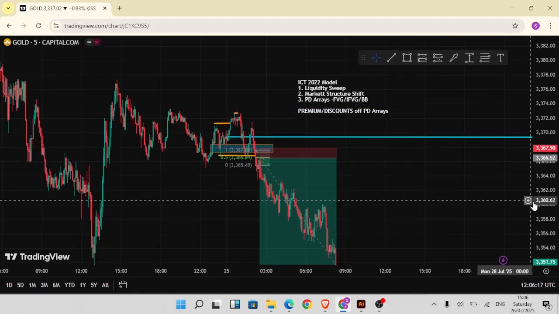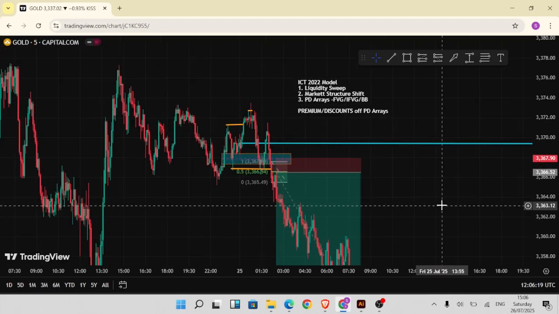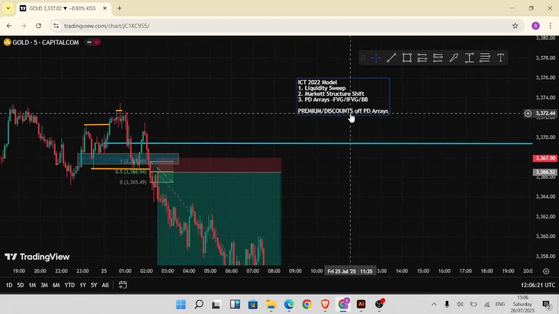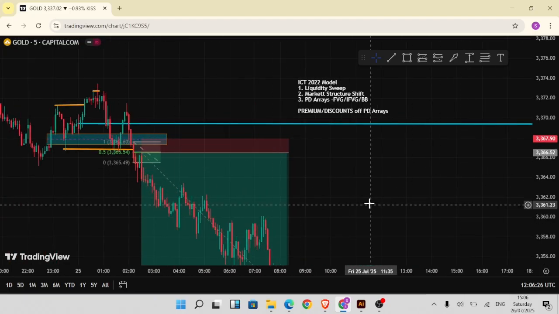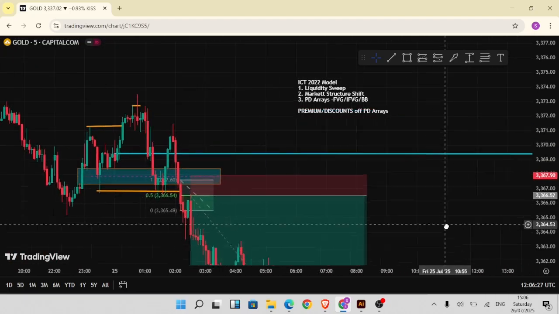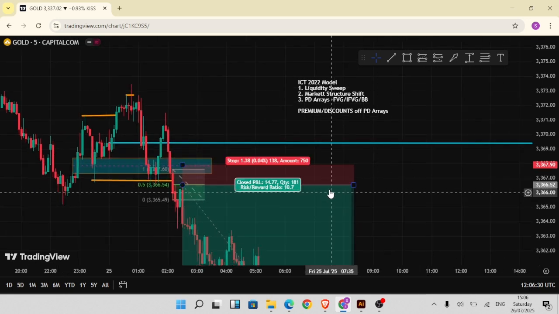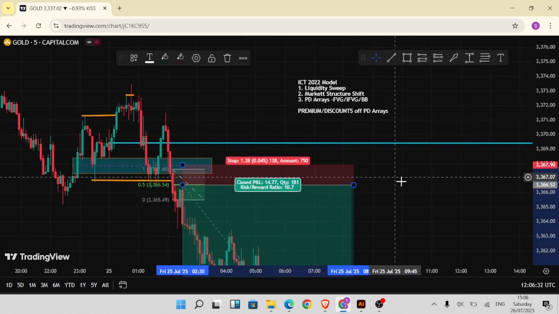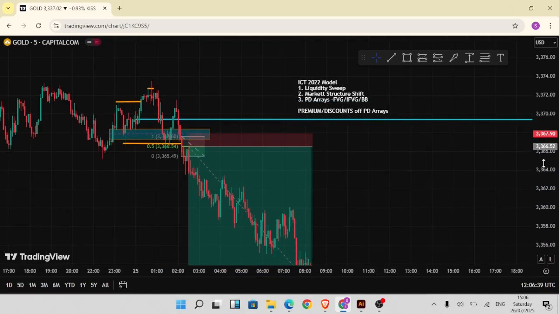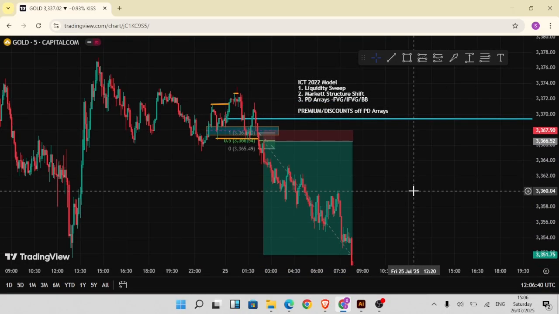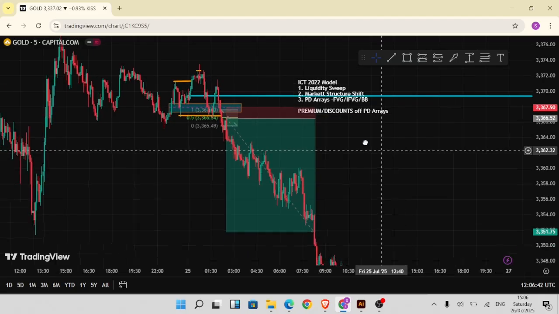So those are the entries based on premium discounts or equilibriums of engulfing candles coming out of PD arrays, and that gives you very tight stop losses and very good entries. You can give it a try, back test it and forward test it until it makes sense to you.